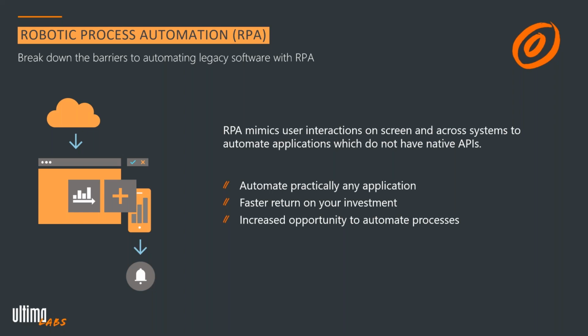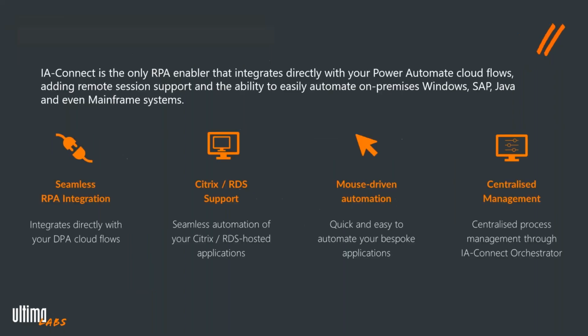And RPA covers anything that DPA can't do. If you imagine DPA, which was the previous slide, is anything where somebody who's already been friendly has created an API for you to use that you can now drag and drop. RPA allows you to automate everything else, anything that doesn't already have an API. And we're focusing heavily in this area as well to make this as easy for you as possible.